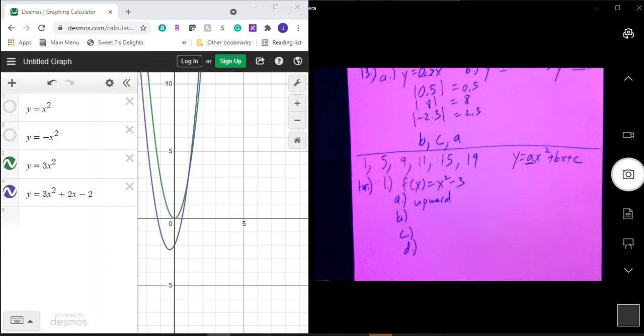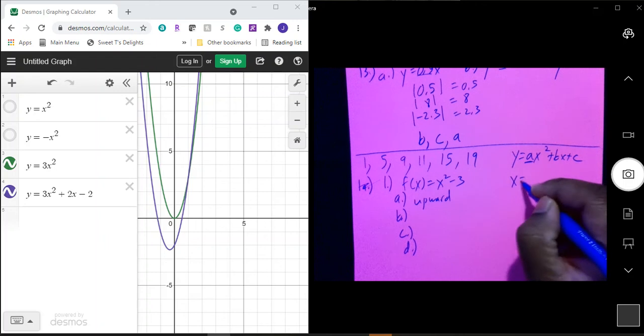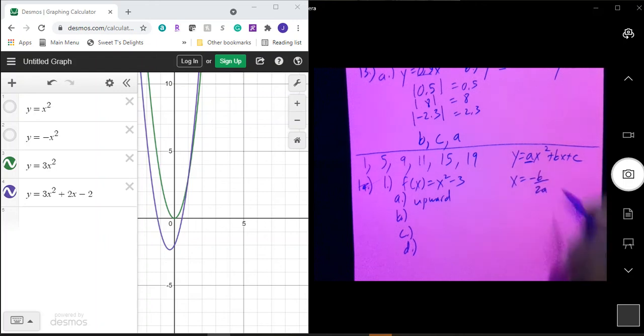Now B, we're asked for the axis of symmetry. Just to give you a little definition, the axis of symmetry is basically a vertical line that separates the graph into two mirror images, and we're talking about the parabola. We also have an equation for the axis of symmetry, which would be: x is equal to negative b over 2a.